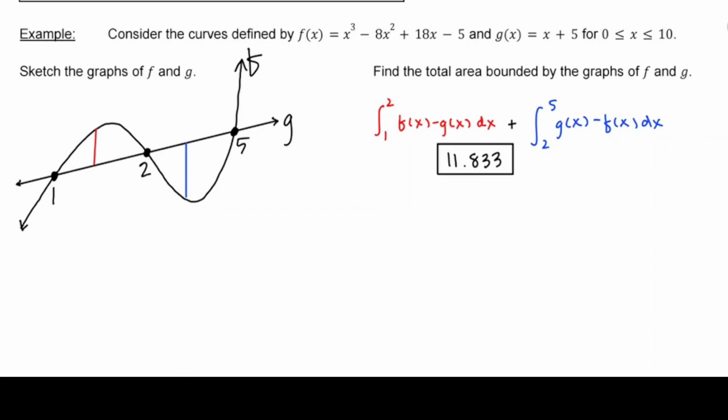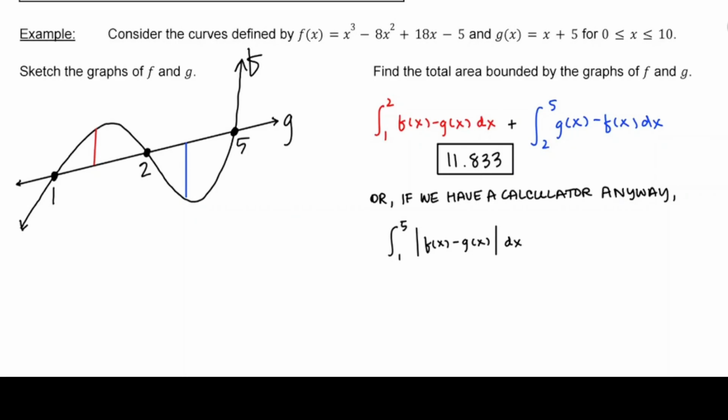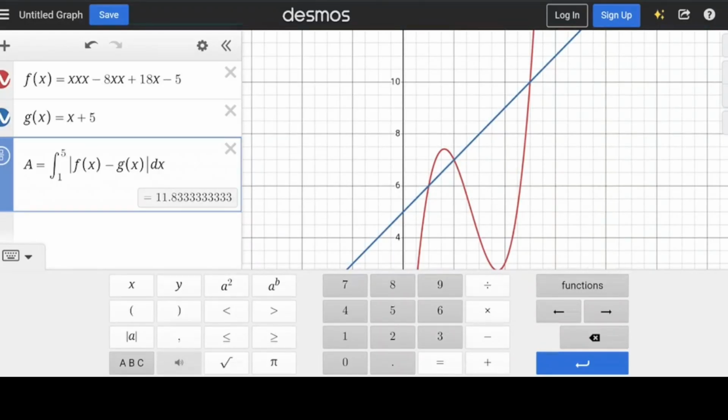We've kind of run into a situation pretty similar to this in the past. Okay, so if we've got the use of a calculator already, we could say that this is the integral of the absolute value of f minus g, as x just goes all the way from 1 to 5. And I'll show you if we go back over here and just switch up what we're saying to, now, hey, find me the integral of the absolute value, we're going to get that same 11.833 number.